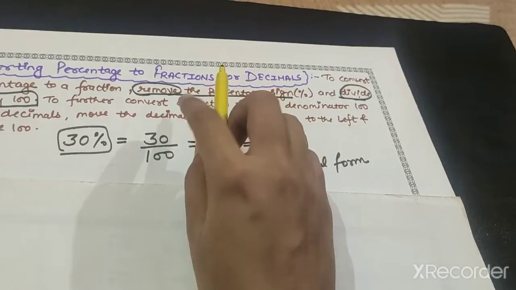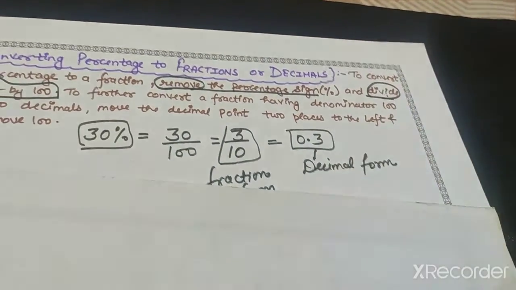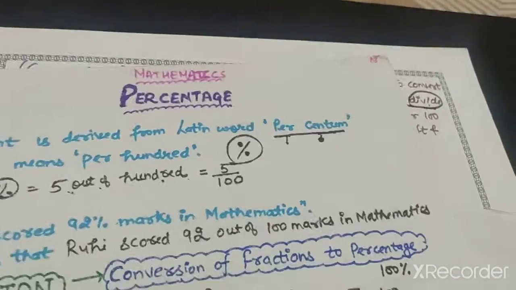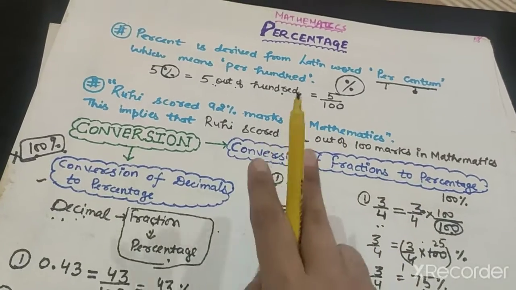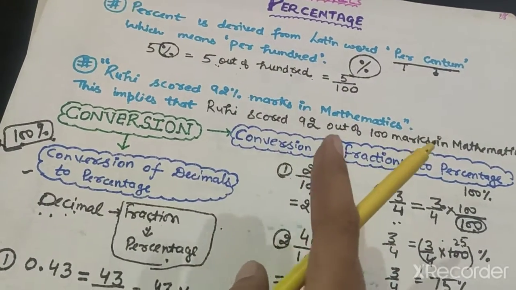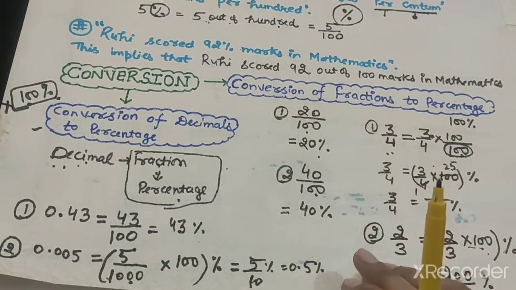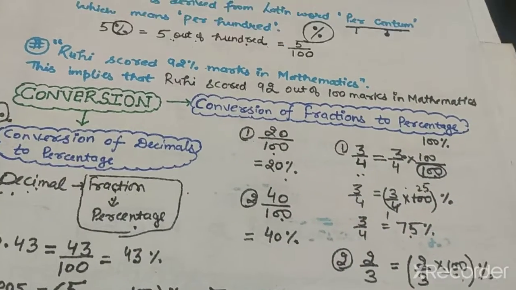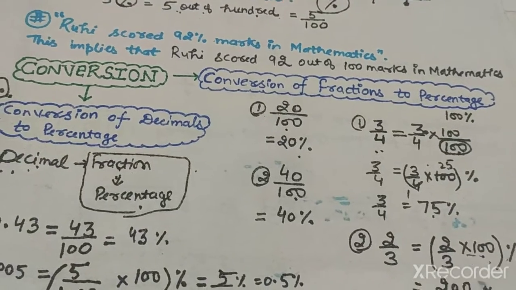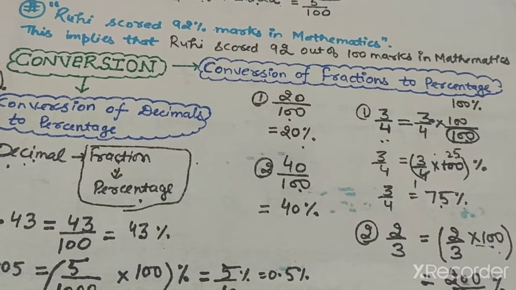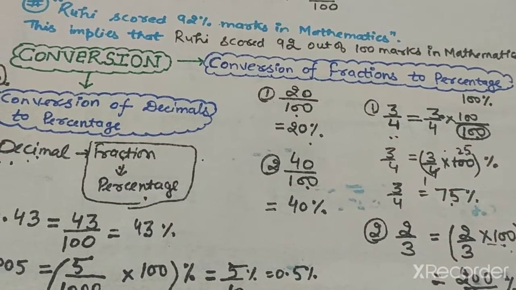The rule is simple. Remove the percentage sign and divide by 100. And in the other direction, multiply by 100 and write down the percentage sign. I hope these conversions are clear to you. So practice questions to convert fractions to percentage or decimals to percentage.